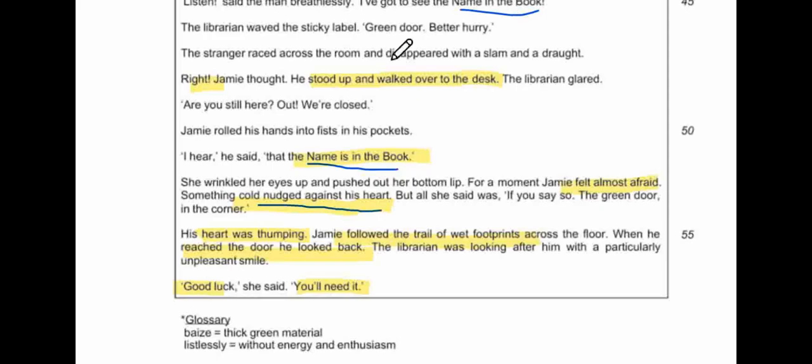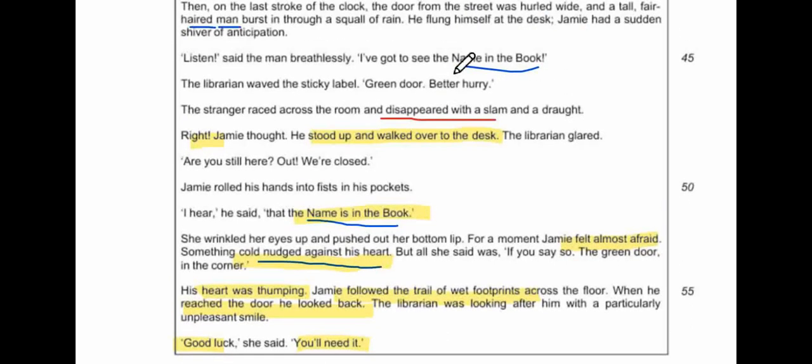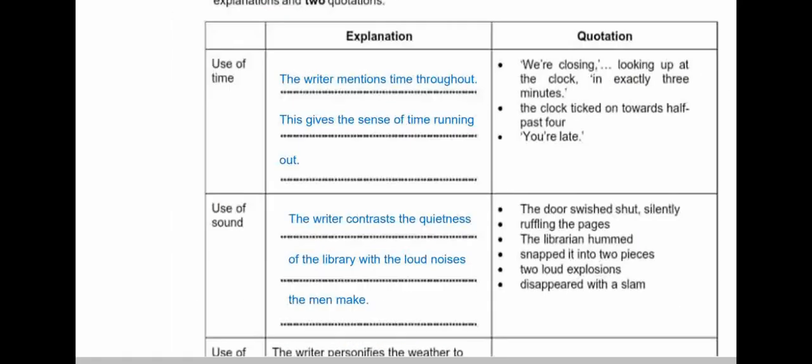So disappeared with a slam is after the third man passed through the green door. So these two, the two loud explosions, are caused by the red-haired man, the first man. So the writer contrasts the quietness of the library with the loud noises the man makes.